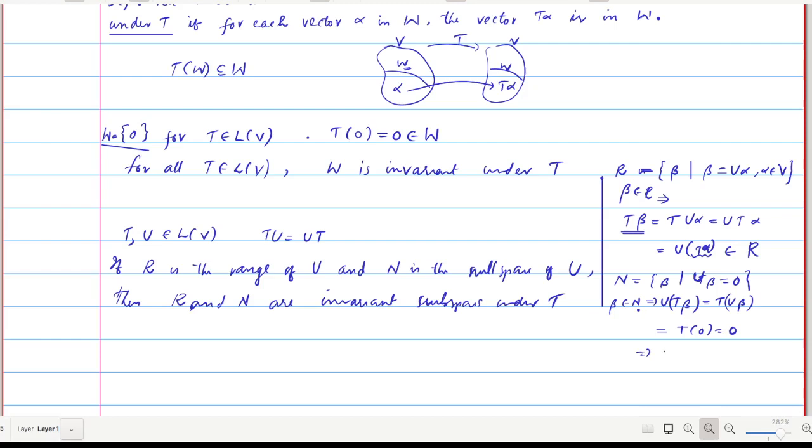That implies T beta belongs to N, because the image of T beta is equal to 0, which shows that N and R are the invariant subspaces under T. Another relevant example is the eigenspaces. Let T belong to L of V, and C is a characteristic value. Then we have discussed what is the eigenspace corresponding to C. I call it WC.